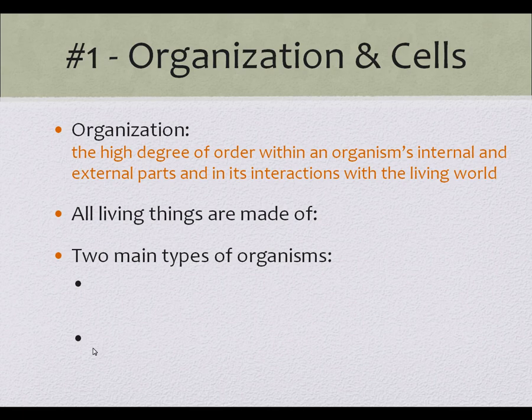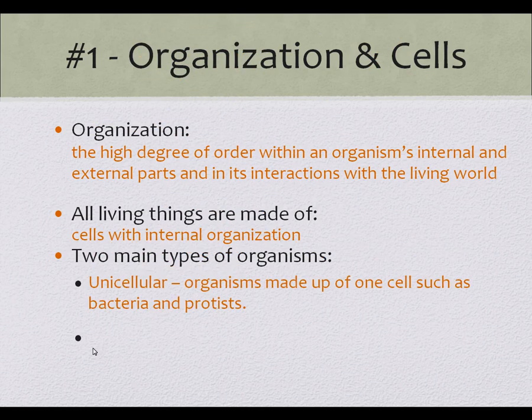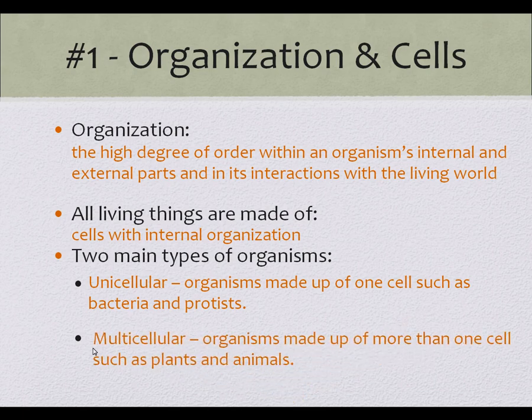So, cells are part of this first one. All living things are made of cells, and within those cells there is organization. So, thinking just about cells, there are 2 main types of organisms, or we can group them into 2 groups. Single-celled organisms, like bacteria, protists, amoebas, euglenas, there's all kinds. And then there's the multicellular organisms that are made up of more than one cell, such as plants and animals. Should be pretty self-explanatory.